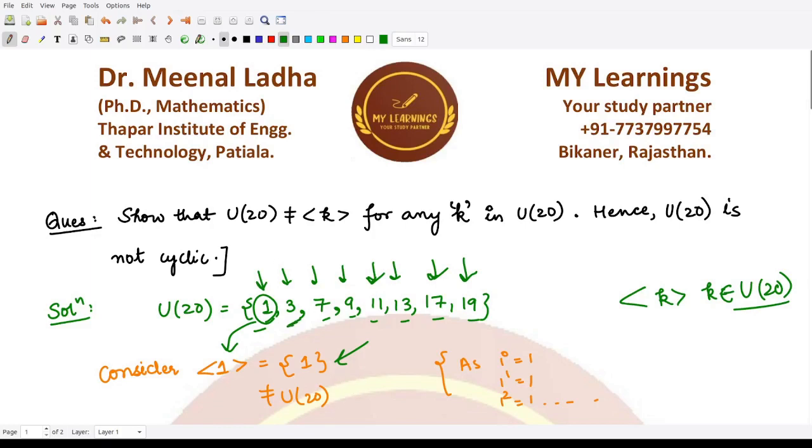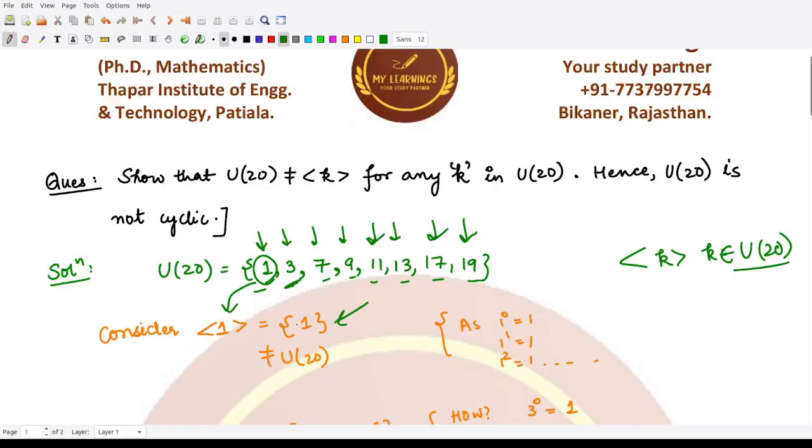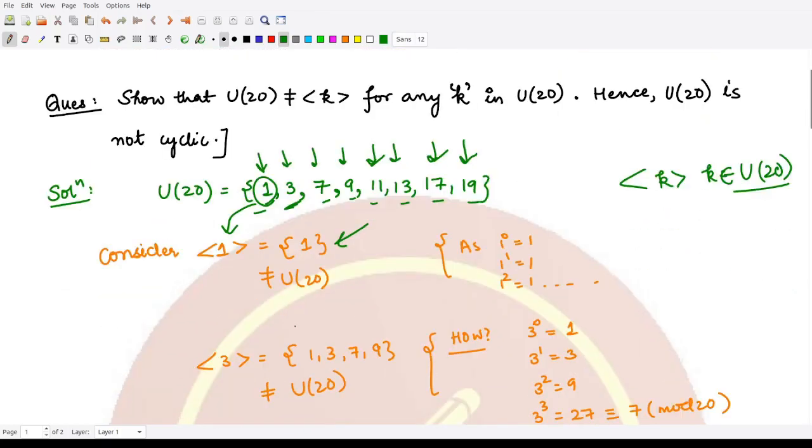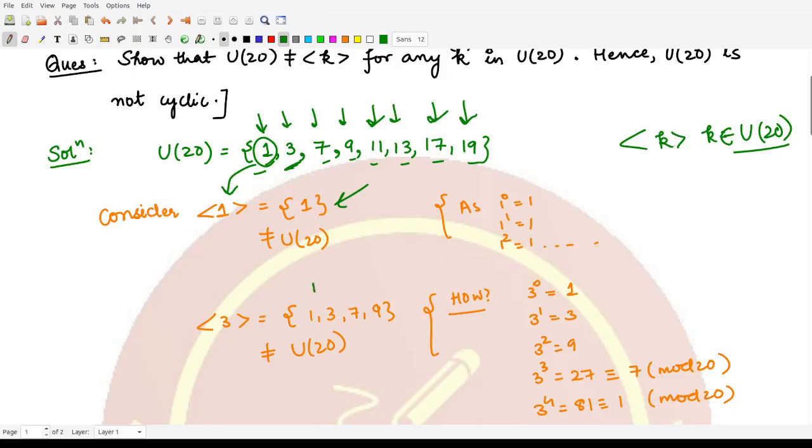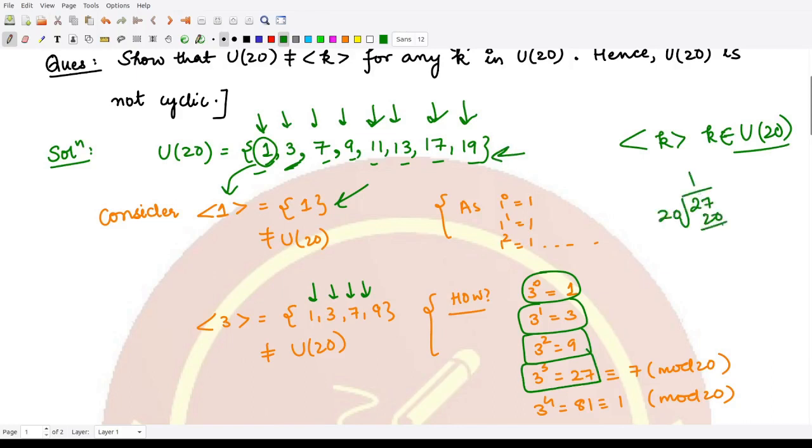What about the element 3? Let's see the subgroup which is generated by 3. It contains 4 elements, 1, 3, 7 and 9 within it. How? If you take 3 raised to power 0 it is 1. 3 raised to power 1 is 3. 3 raised to power 2 is 9. 3 raised to power 3 is 27. Now 27 is not an element of this group, so we have to calculate 27 mod 20. When you calculate 27 mod 20 you have 7 as the remainder.